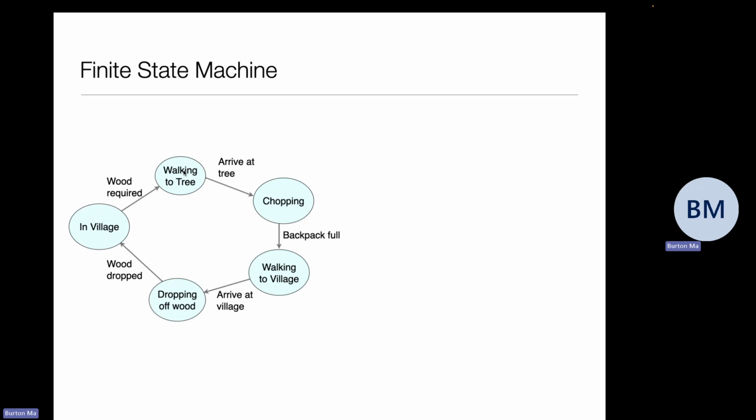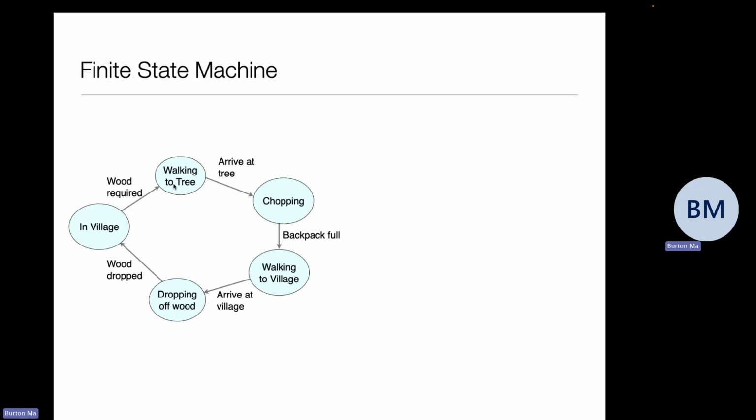Now, it might be considerably more complicated depending on how complicated your game is. This particular example is chosen for its simplicity. So the villager starts out in the village. At some point, the villager either recognizes that we need some wood, or something tells the villager that wood is required. So there's a signal or a trigger that causes the villager to transition out of the in-village state. If some wood is required, that signals a transition of state. So the villager goes to a walking to tree state.